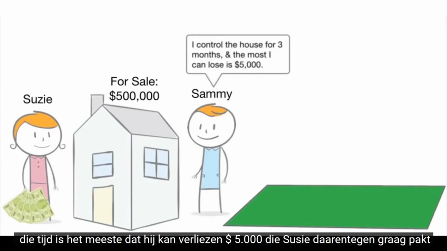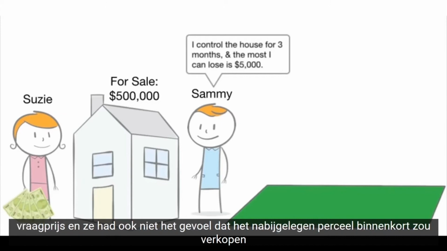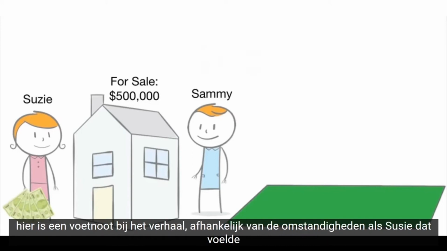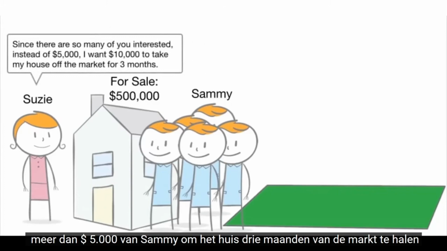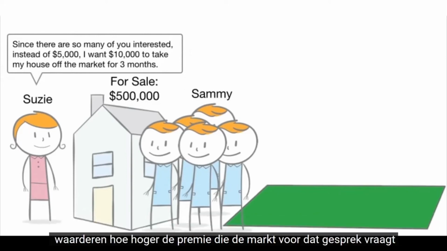Susie, on the other hand, is happy to take the $5,000 as she had no guarantee anyone else would buy the house at her asking price, nor did she feel the nearby parcel of land would sell anytime soon. Here's a footnote to the story. Depending on the circumstances, if Susie felt she was likely to attract another buyer in the near term, she would have demanded more than $5,000 from Sammy to take the house off the market for 3 months. Likewise, with call options, the more the underlying asset is perceived to appreciate, the higher the premium demanded by the market for that call option.